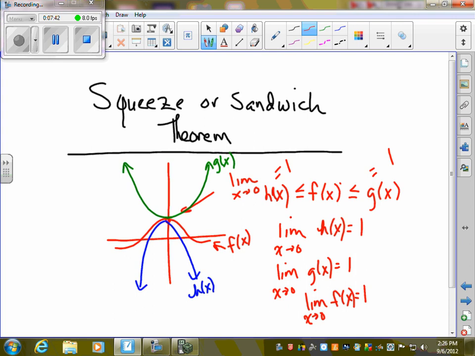All right, so that's the whole idea behind the squeeze theorem, is that if you've got a function that you don't know the limit of, find a function that's bigger than that, or a function that's smaller than that, or similar, squeeze it between two limits that you do know, and if you know those limits are the same, then the one in the middle has to also be the same.